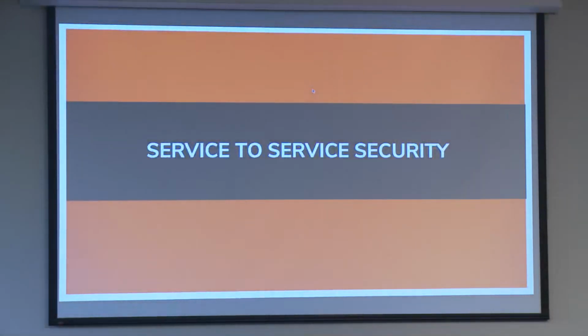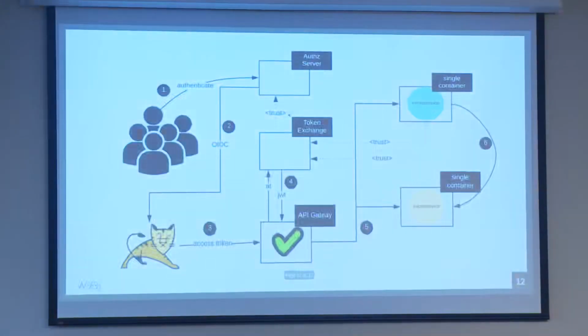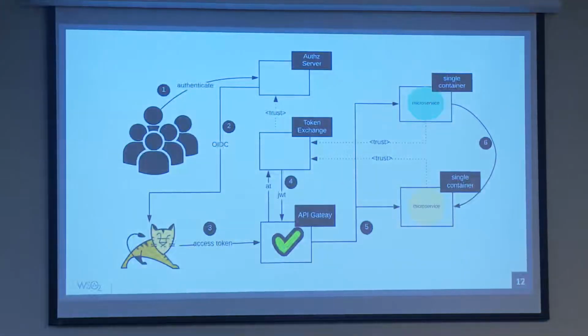Okay. So that's the edge security part. Edge security terminates here. Then this JWT is the one which propagates the user identity and the client information, everything, to the microservices.